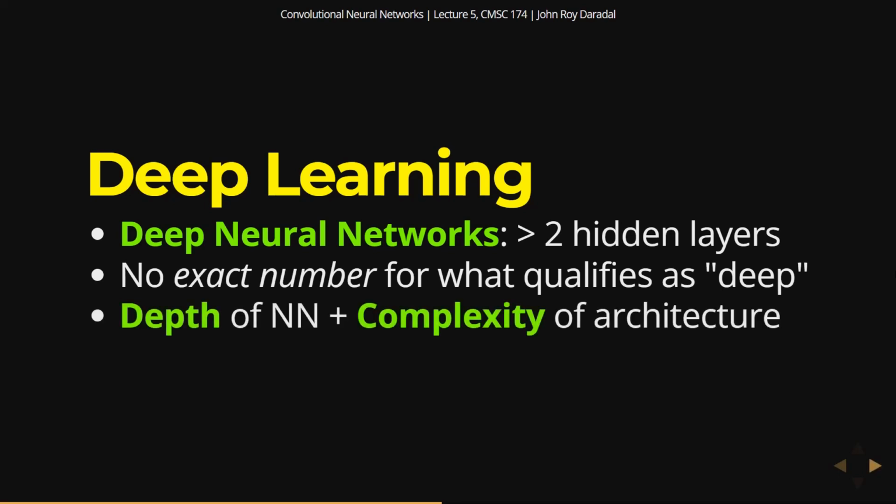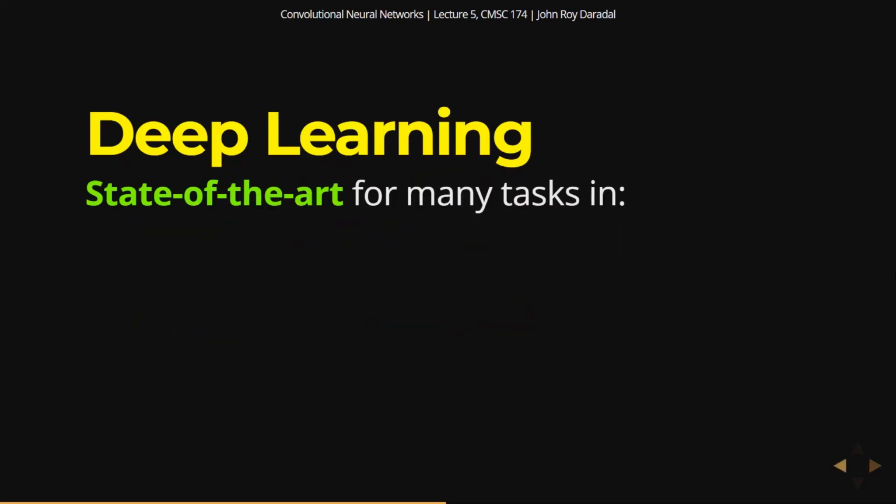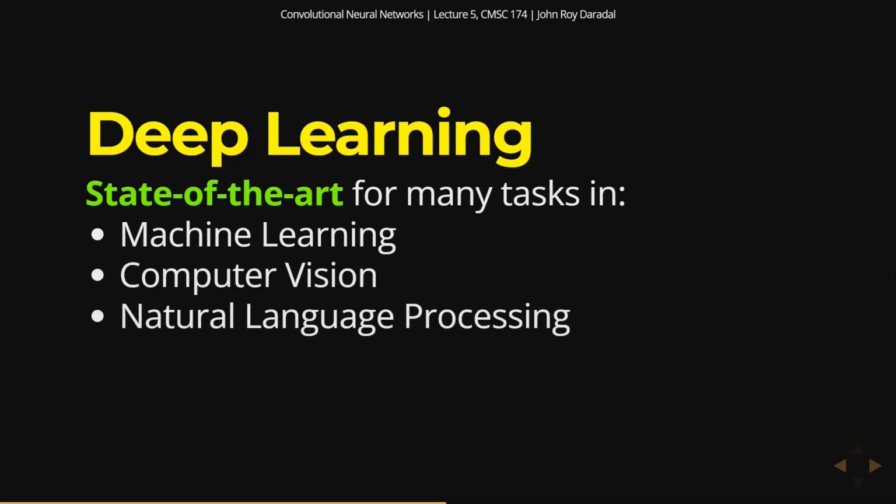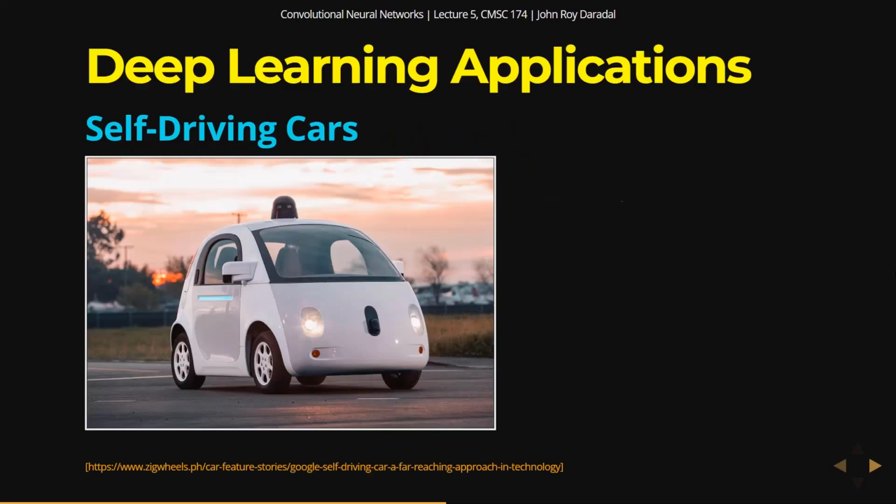Okay? For deep learning, we're actually really referring to the depth of the neural network and the complexity of the architecture. Because as we'll see later on, there could be some deep neural nets that have really complex architectures. Okay? So deep learning is state of the art for many tasks in machine learning, in computer vision, in natural language processing, and in general for artificial intelligence. So let's take a look at some of these applications of deep learning.